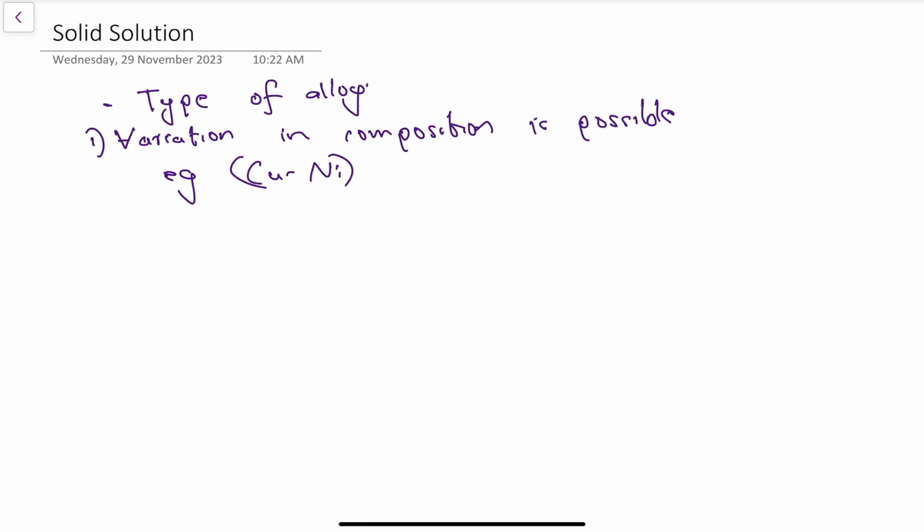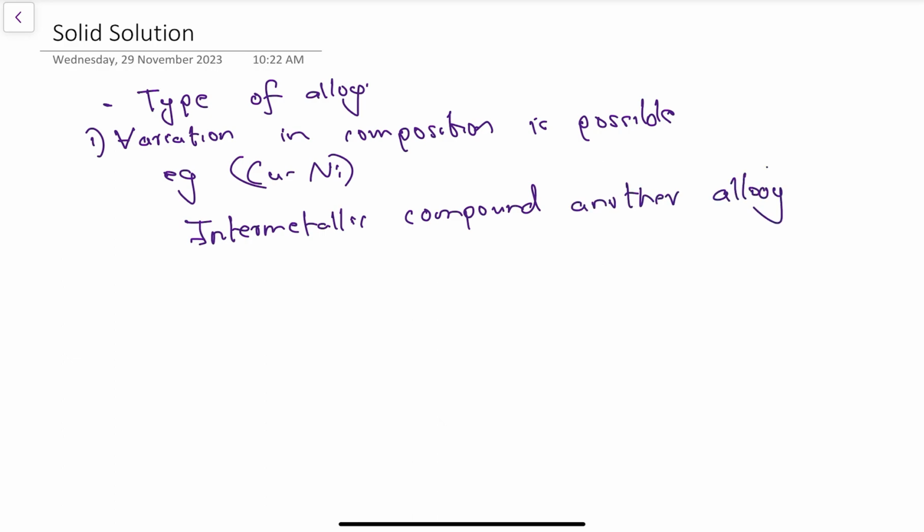But we have also seen another type of alloy that is called intermetallic compounds. That is another type of alloy. In this, the variation in composition is not possible. That is, it has got a fixed composition.